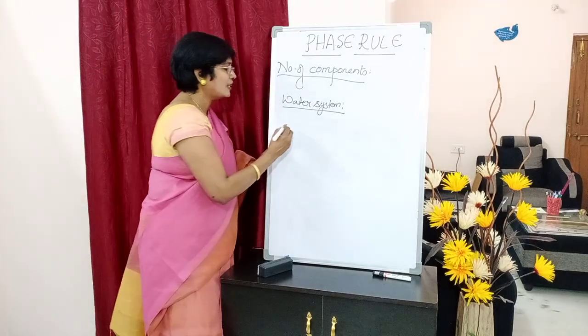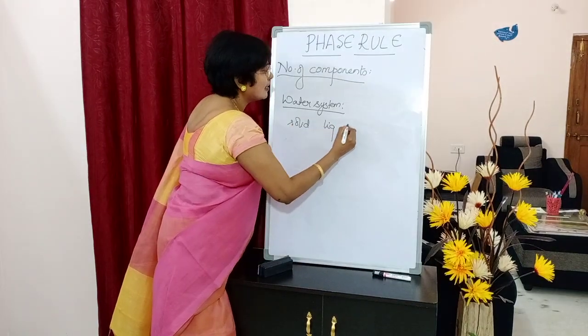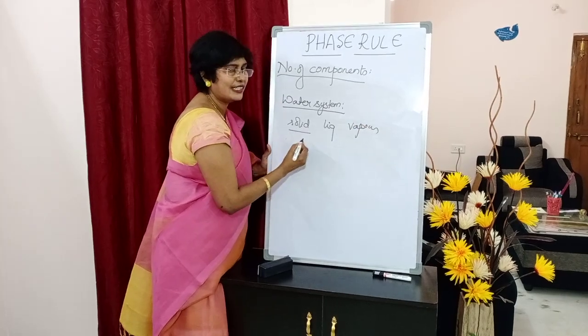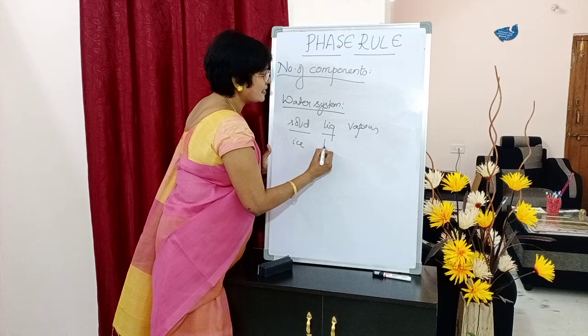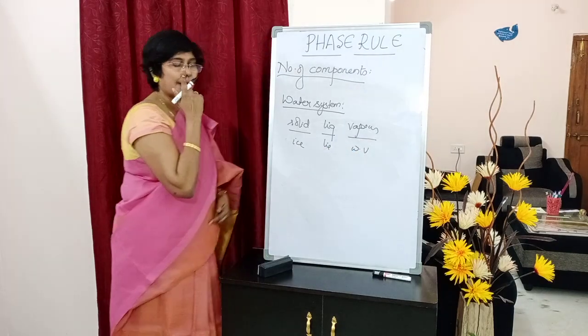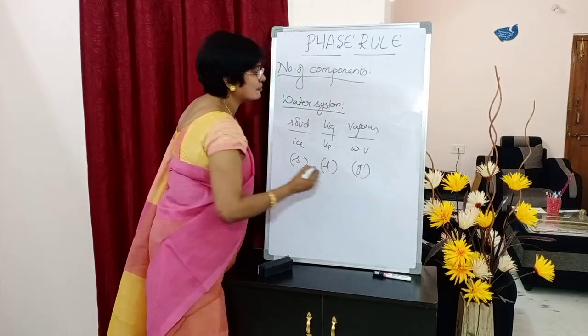Three phases. What are they? Solid, liquid and vapor. Okay. So this is solid phase, ice, liquid phase, water and vapor phase, water vapor. Okay. So this is solid, liquid and gaseous phase.